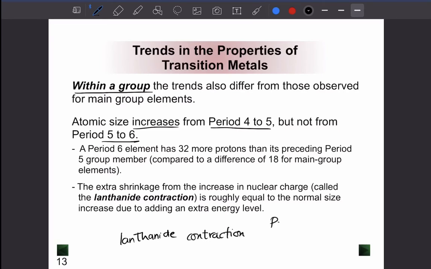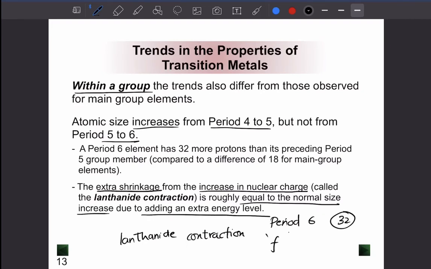So for period 6 and 7 elements, each has 32 more protons than its preceding period 5 member. What that does is increase the nuclear charge and cause shrinkage. The size becomes nearly equal to the preceding element's size despite the extra energy level, because of the presence of the f sub energy level. That creates the lanthanide contraction. So it basically decreases in size because it's being pulled much closer because of the presence of extra protons.